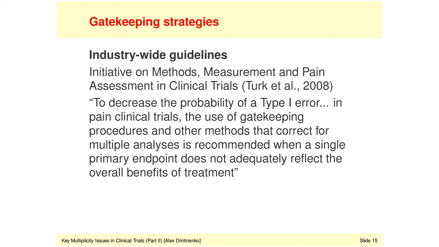To give one example, the recommendations released by the Initiative on Methods, Measurement, and Pain Assessment in Clinical Trials state that to decrease the probability of a type 1 error in pain clinical trials, the use of gatekeeping procedures and other methods that correct for multiple analyses is recommended when a single primary endpoint does not adequately reflect the overall benefits of treatment.